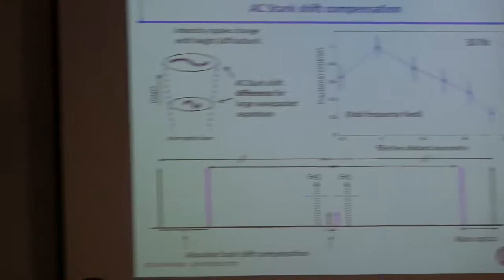There's a question. If I may go back to the launch that you mentioned, if you launch from a blue detuned lattice, if this is like a Gaussian beam, then there's also a radial force outwards. Yeah. Let me go back to the.